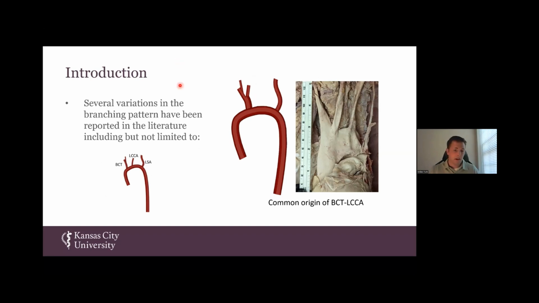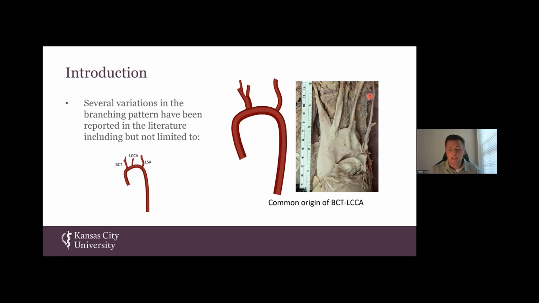So the typical branching pattern is those 3 vessels, but there have been several variations that have been reported in the literature, the first of which is a common origin for the brachiocephalic trunk and left common carotid artery. So instead of having a distinct location for each of the vessels, the brachiocephalic trunk and the left common carotid artery share a common origin, as the name suggests. So if we look at our example here would be our brachiocephalic trunk. This is our left common carotid artery, and you can see that they're branching from the same location. And then here we have our left subclavian artery.